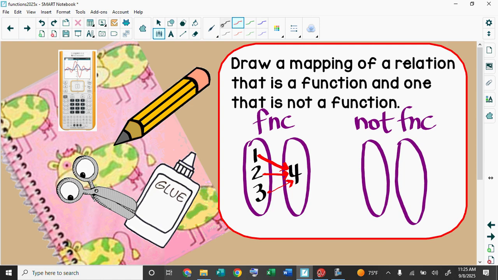I'm going to switch these numbers around to be not a function, because now I can say that 4 has an output of 1, an output of 2, and an output of 3, and so I've got a function and not a function. Yours didn't have to necessarily look like this. Just one of the numbers on the function needed to have more than one arrow coming from it.